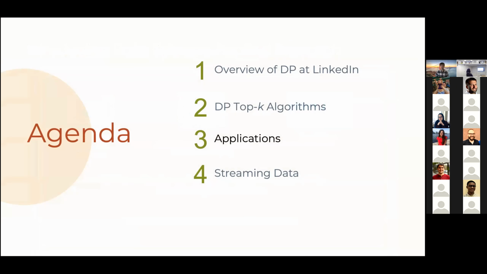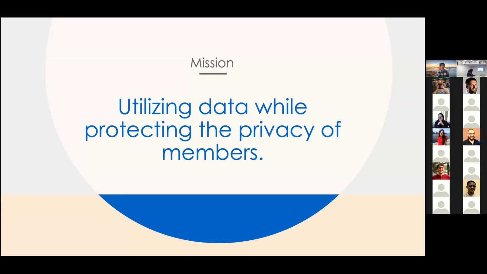So let's get started with an overview of what I want to talk about. One is that I'll give an overview of what differential privacy at LinkedIn entailed and the takeaways there. Then I'll talk about some differentially private top-K algorithms with some applications, and then end off with applications or more of the model for streaming and how that can be used later. Okay, so let's get started.